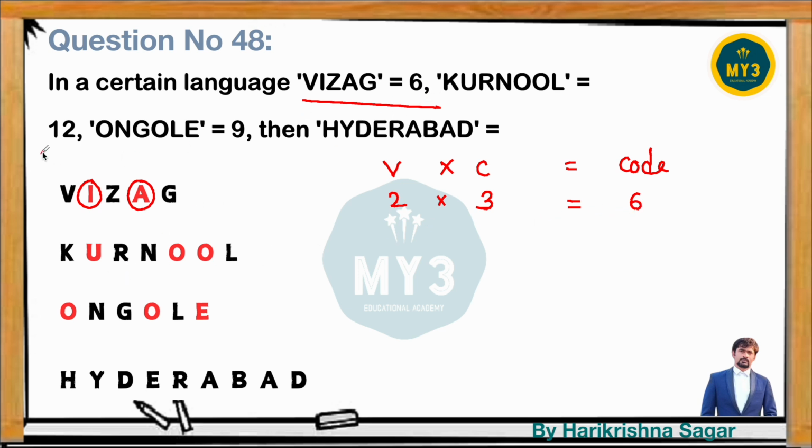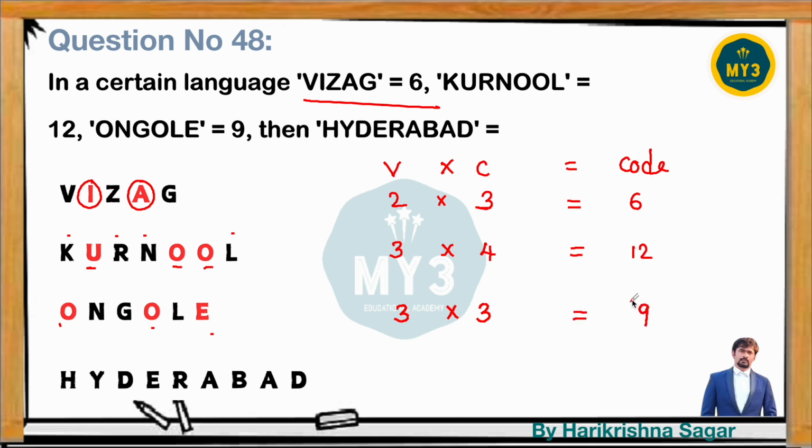Similarly, Kurnool is coded as 12. In Kurnool, what are the vowels? U, O, O. There are 3 vowels available. And how many consonants are there? 4 consonants are available. 4 into 3 gives a result of 12. Yes, the logic is working here. And if you observe, Ongole is coded as 9. Why is Ongole coded as 9? How many vowels? 1, 2, 3. 3 vowels are there. How many consonants? 3 consonants are there. So 3 into 3 is equal to 9.